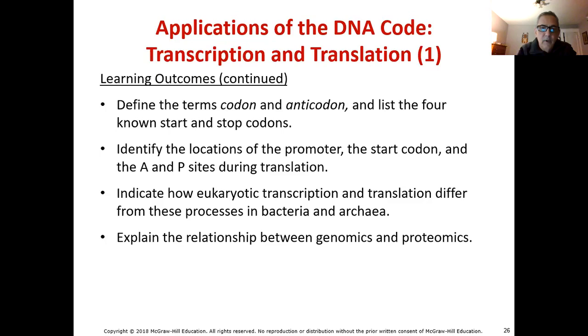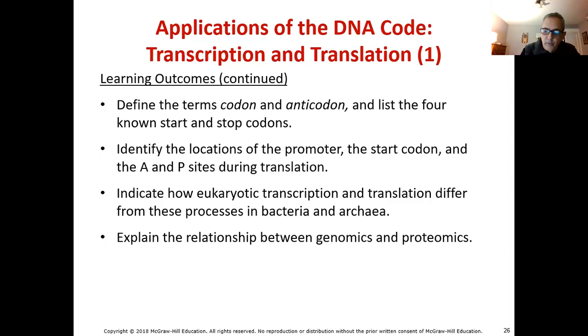There's a promoter region, which is the start region for transcription. There's a start codon that's the beginning. And on the ribosomes, there are A and P sites that are involved in translation. Translation is the part where the codons on the RNA give rise to the actual protein. We'll talk a little bit about the difference between eukaryotic transcription and translation versus bacteria. We'll also talk a little bit about genomics and proteomics.